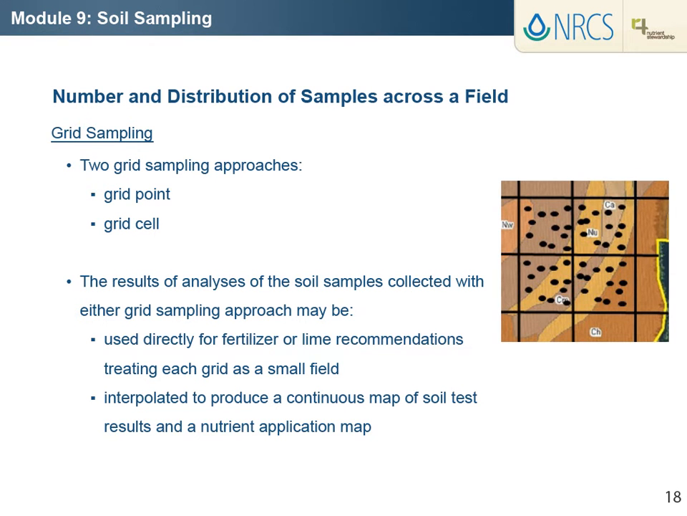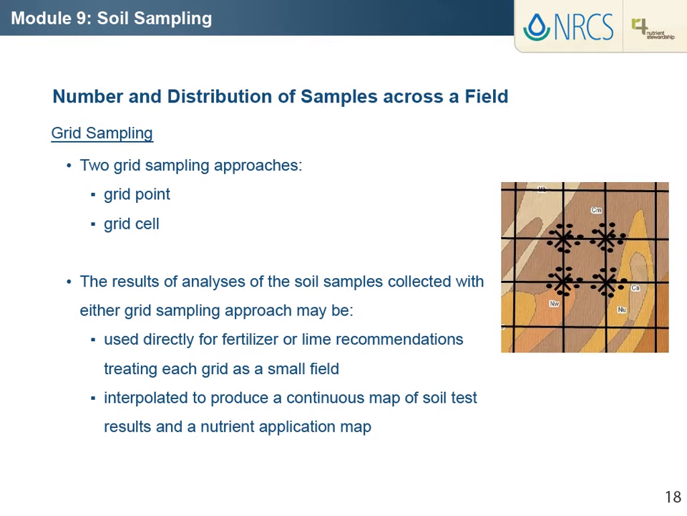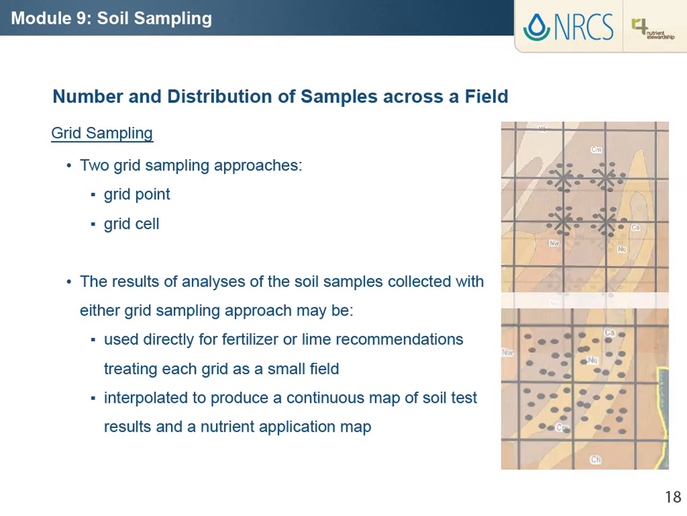The grid cell approach involves collecting a set of cores randomly from the cell that will represent the entire cell area as much as possible. Neither approach is better across all field conditions. The grid point sampling method is usually preferred because sample collection is faster.